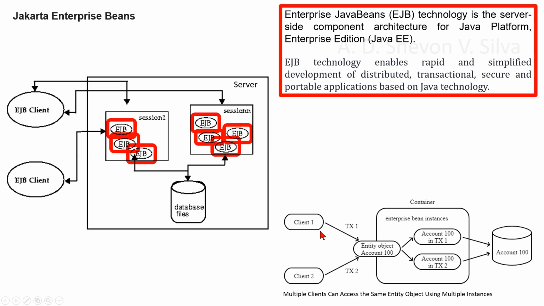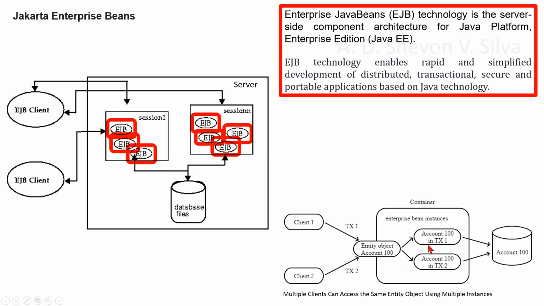Here you can see client 1 and client 2 are connected to entity object account 100. Here the client 1 is connected to entity object account 100 via tx1. Client 2 is connected to entity object account 100 via tx2. Entity object account 100 is connected to the container.